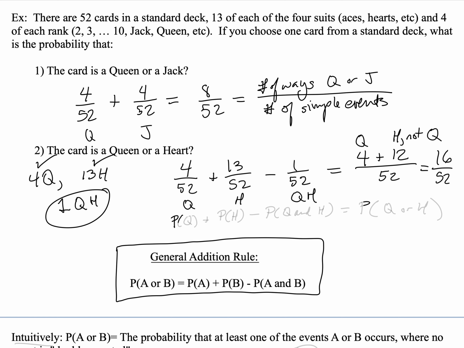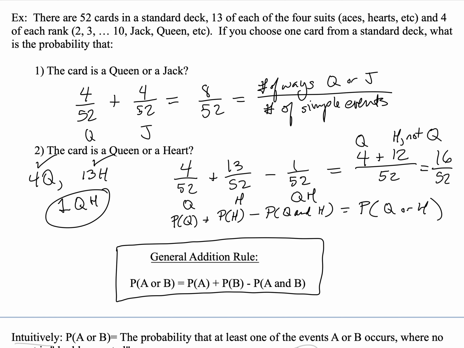So up here, this was the probability of a queen, 4 out of 52, plus the probability of drawing a heart, 13 out of 52, minus the probability of drawing a card that was both a queen and a heart, 1 out of 52. And that gave us the probability of drawing a queen or a heart.